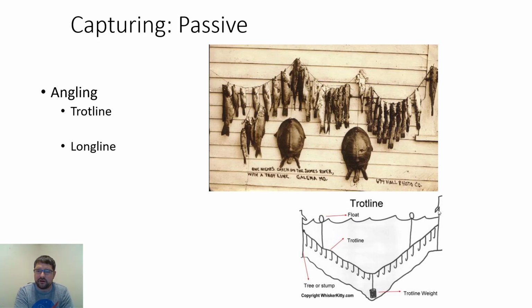Trot lines are often tied off kind of to the bank. So you might be working on a river system and you might tie it off on one tree on a bank and another tree on the bank, and you work the entire width of the stream or the body of water.